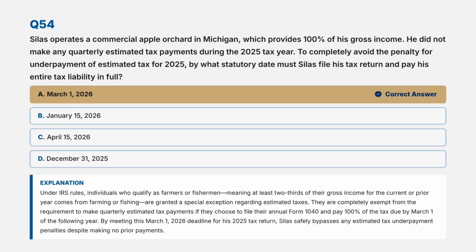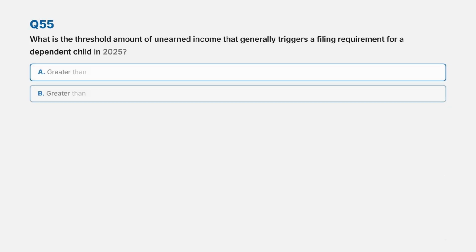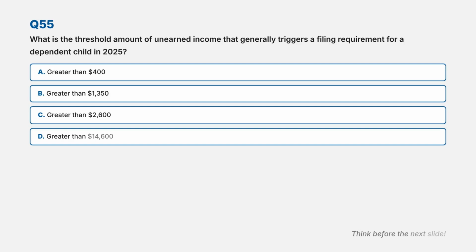By meeting this March 1st, 2026 deadline for his 2025 tax return, Silas safely bypasses any estimated tax underpayment penalties despite making no prior payments. Great! Let's move on to question 55. Question 55. What is the threshold amount of unearned income that generally triggers a filing requirement for a dependent child in 2025? A. Greater than $400. B. Greater than $1,350. C. Greater than $2,600.